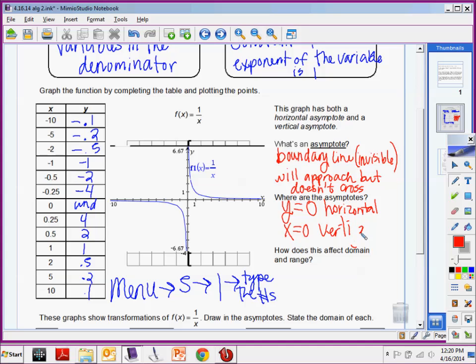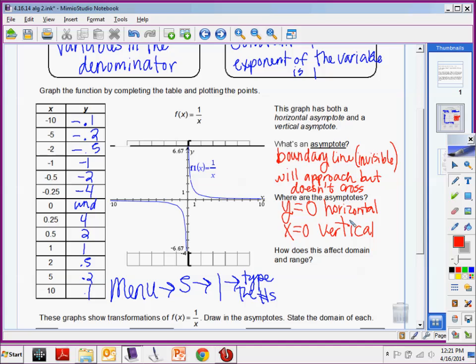Horizontal is left to right, right? Yes. So why is it the y one? Because when you go horizontal, you only cross through the y-axis. When you go vertical, you cross through what axis? X.